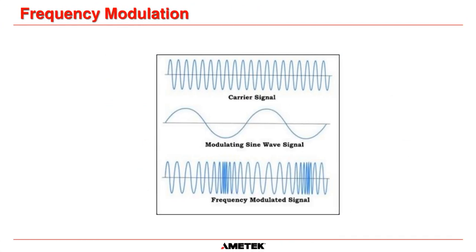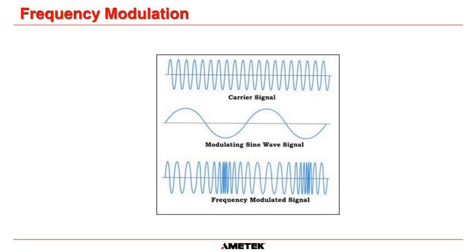Now, frequency modulation is different. Once again, we've got our carrier signal at the top here. That's our carrier signal. And this is the sine wave signal that we want to send on top of the carrier signal. And you can see now that the amplitude is not changing. Okay, so the amplitude stays the same.